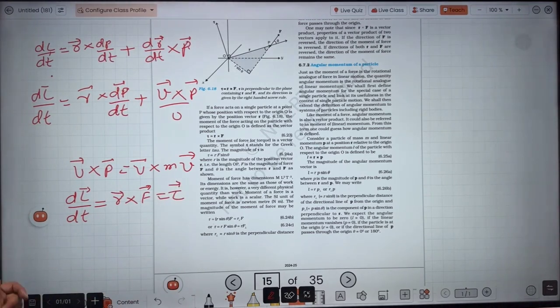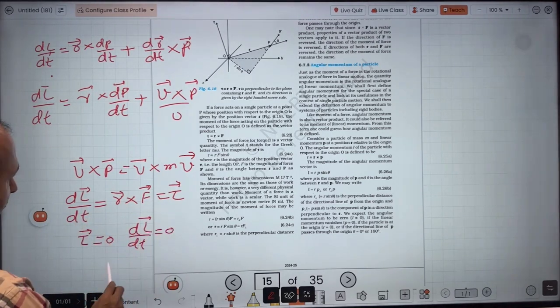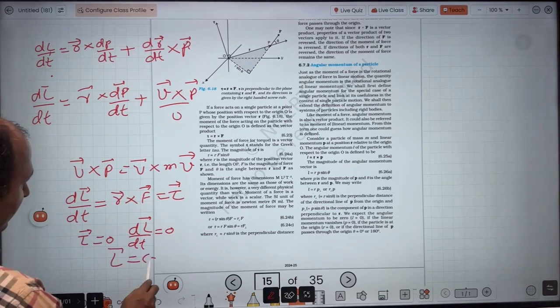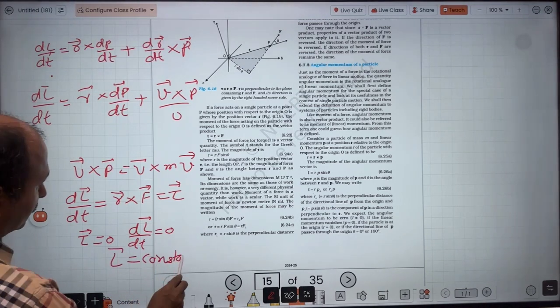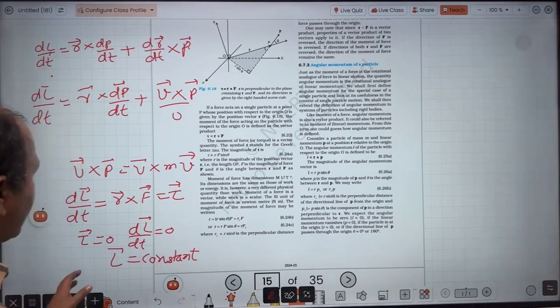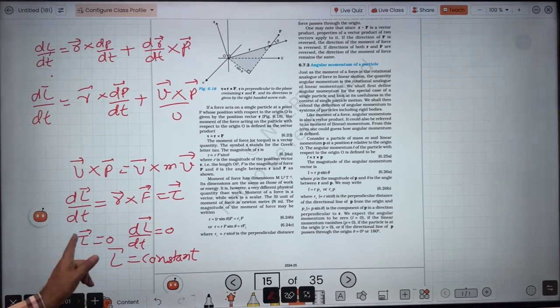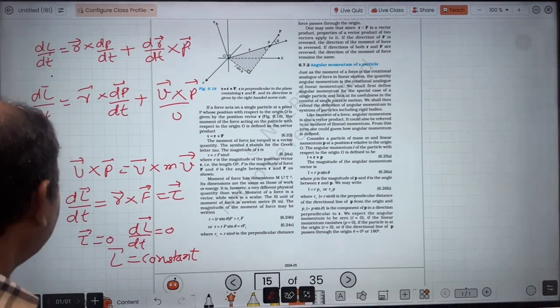Now, one important result we can derive from here: if torque is absent, if tau equals 0, then what will happen? Then dL upon dt will become 0, which means L is a constant. In the absence of any external torque, the angular momentum of the system will remain constant.